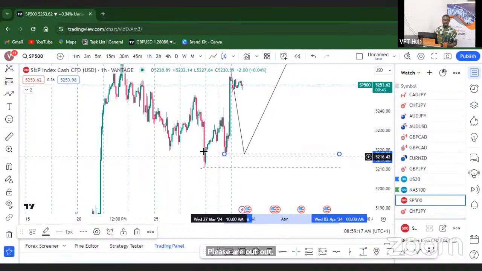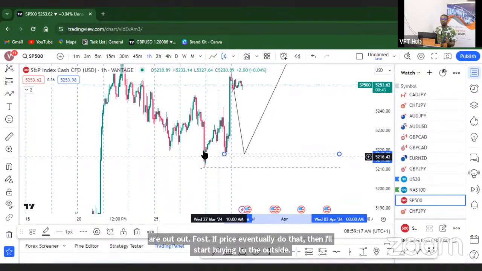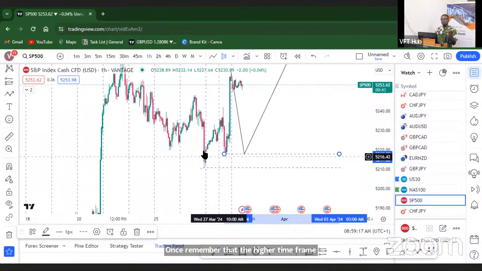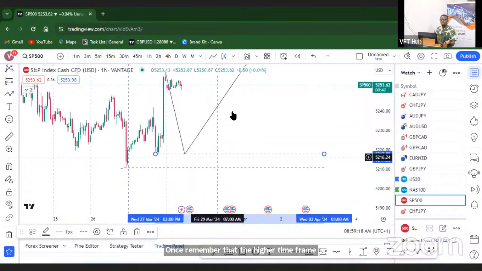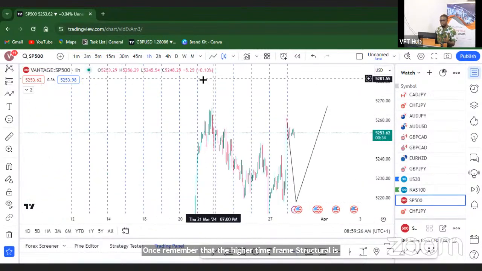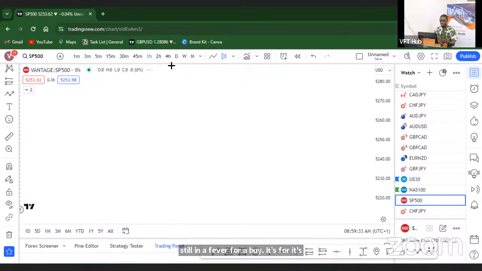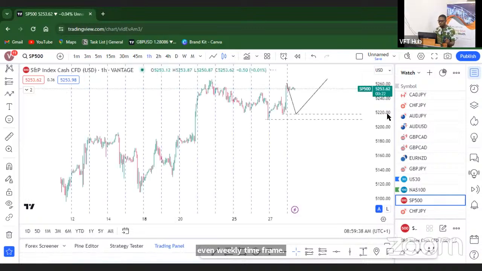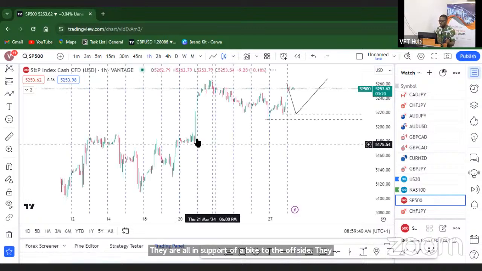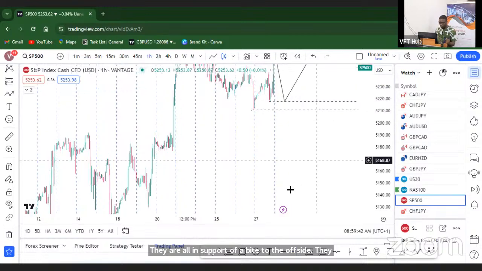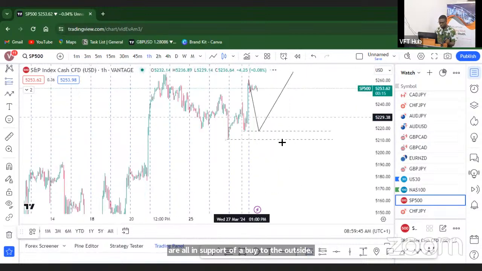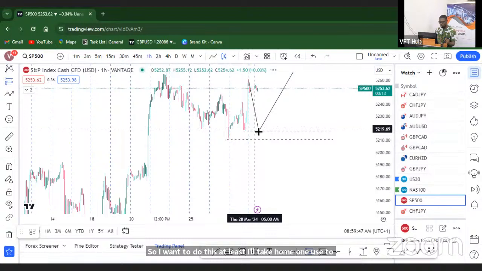We want to remember that the higher time frame structure is still in our favor for a buy. H4, H2, daily, and even weekly time frame, they are all in support of a buy to the upside. So I want to do this, at least I'll take home 1:2 first. Let me start 1:2.